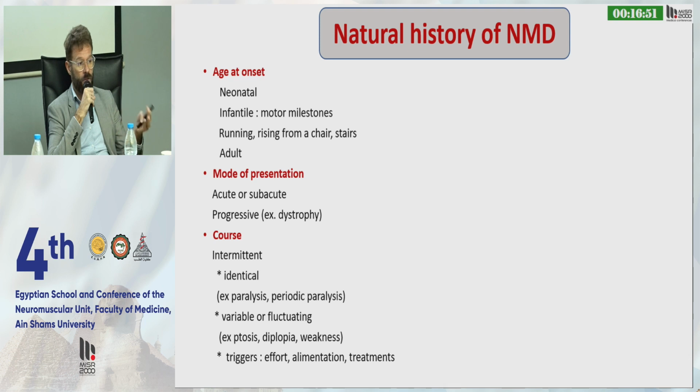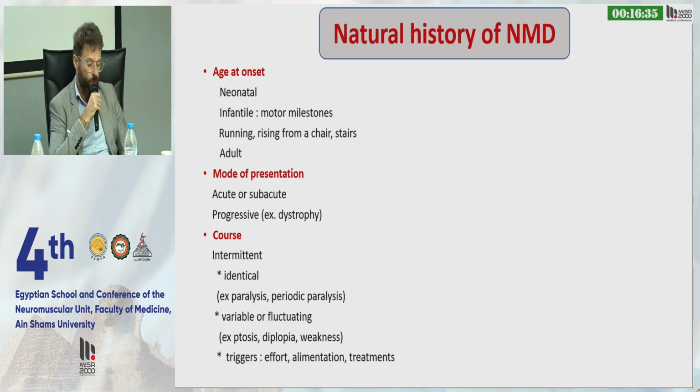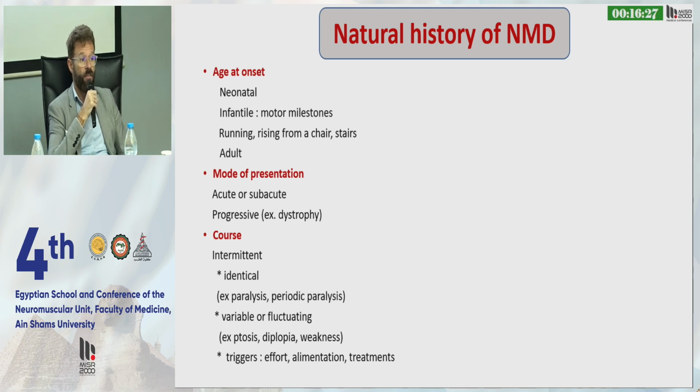In general, genetic conditions are not abrupt, but can manifest very severely from birth and then ameliorate, or you can have a weakness that progressively increases. And then you can have elements that trigger the weakness, like in periodic paralysis, or a fluctuation, like in myasthenic syndrome, and the triggers that I already mentioned: alimentation, for example carbohydrates, effort, some treatments, and fasting for the children.